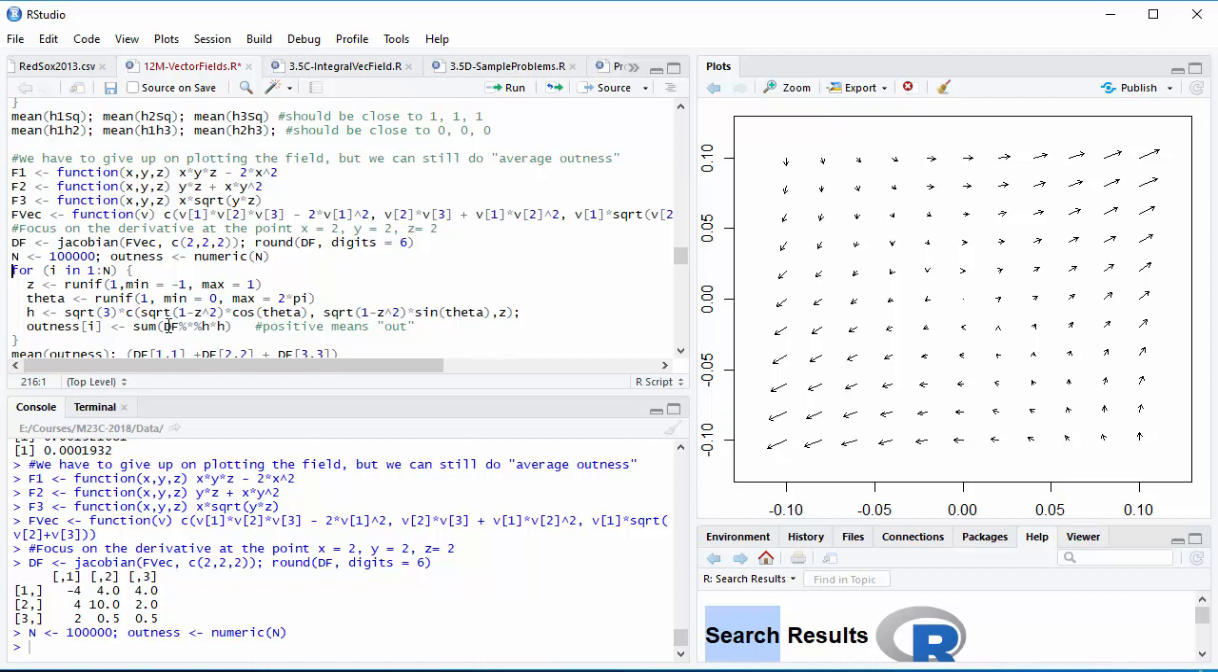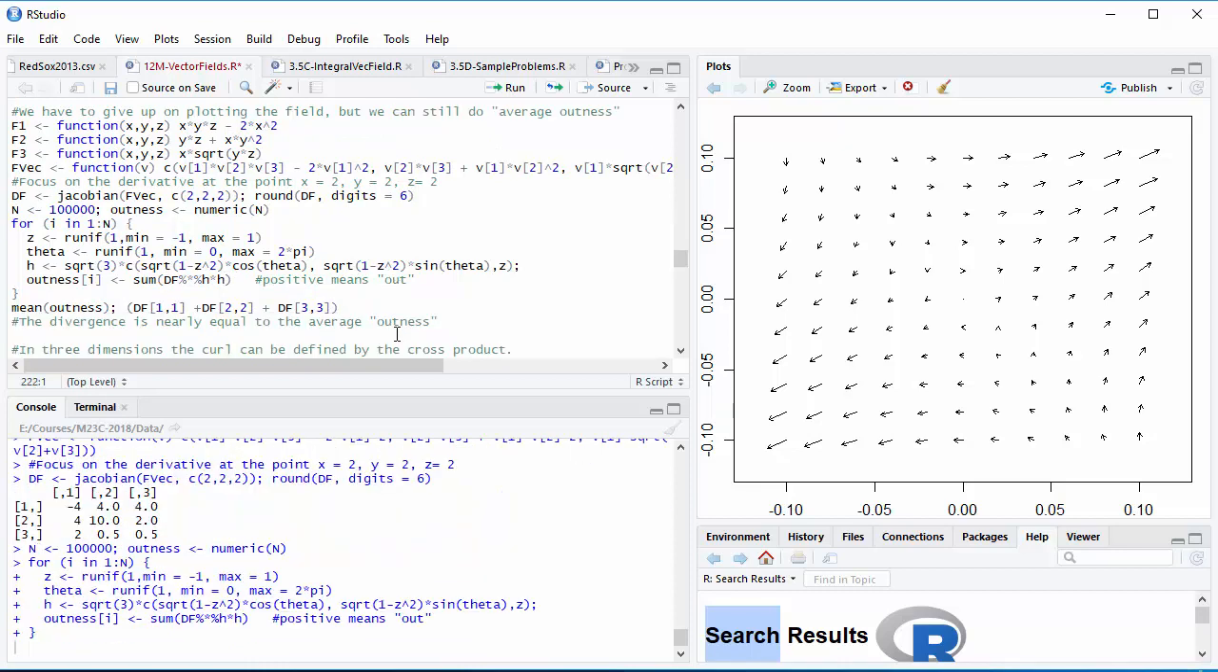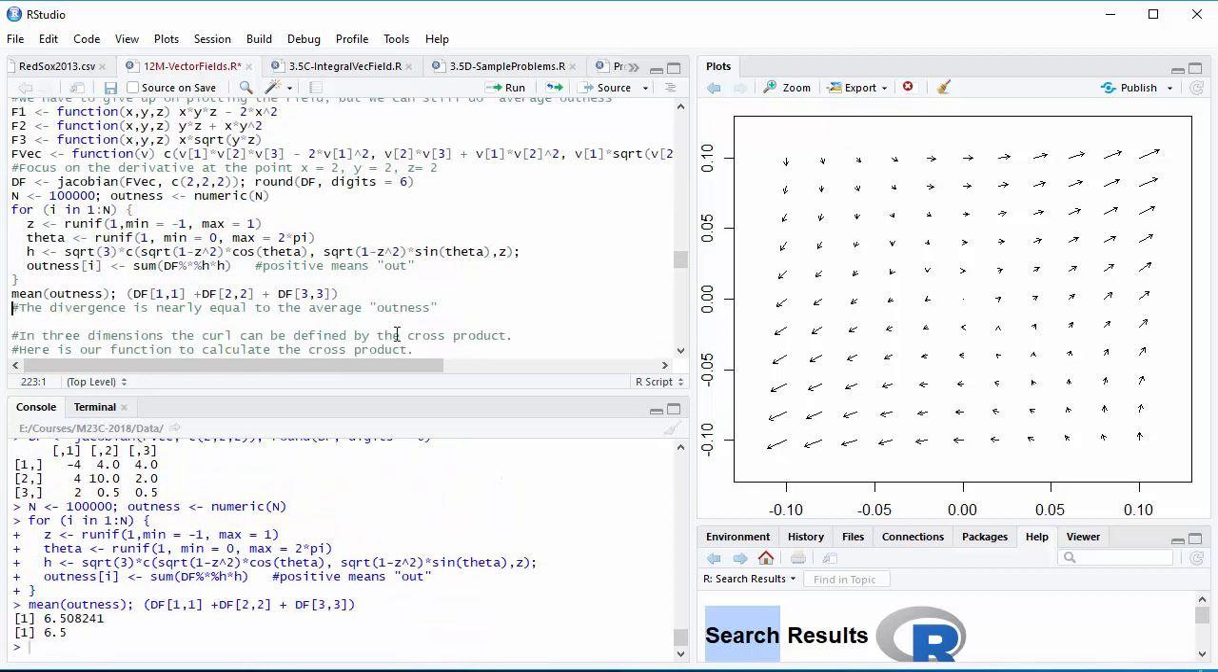And then I'm going to let the Jacobian matrix df act on that increment vector, take the dot product with the increment vector. We've agreed that a positive value means it points out. I compute the mean outness, get 6.5, take the sum of the entries along the diagonal of the matrix, get 6.5. In 3 dimensions also, the divergence is the average outness of the field.